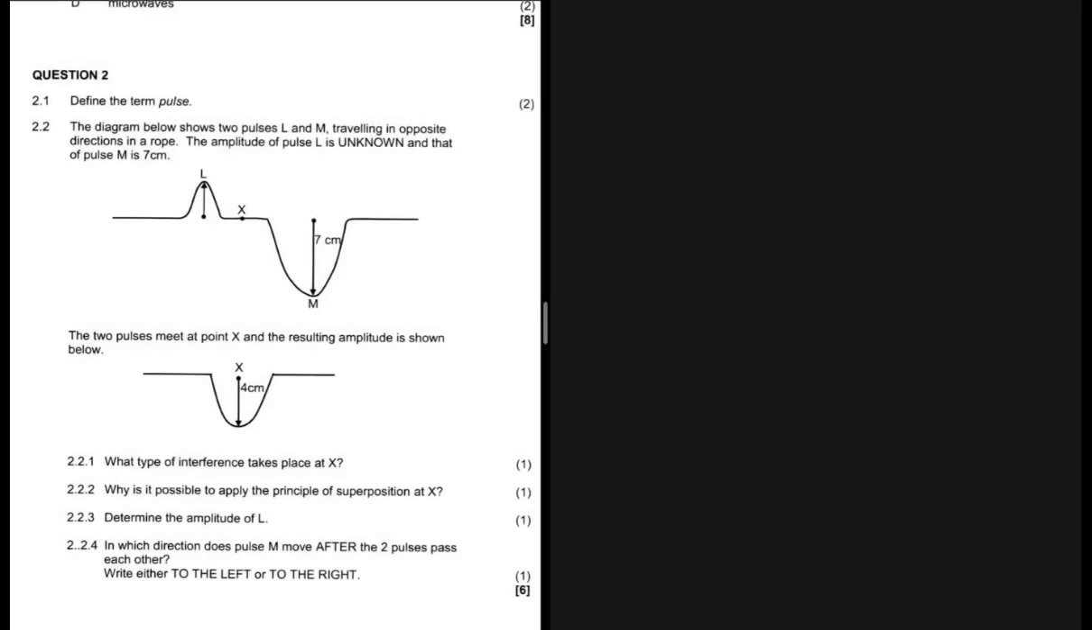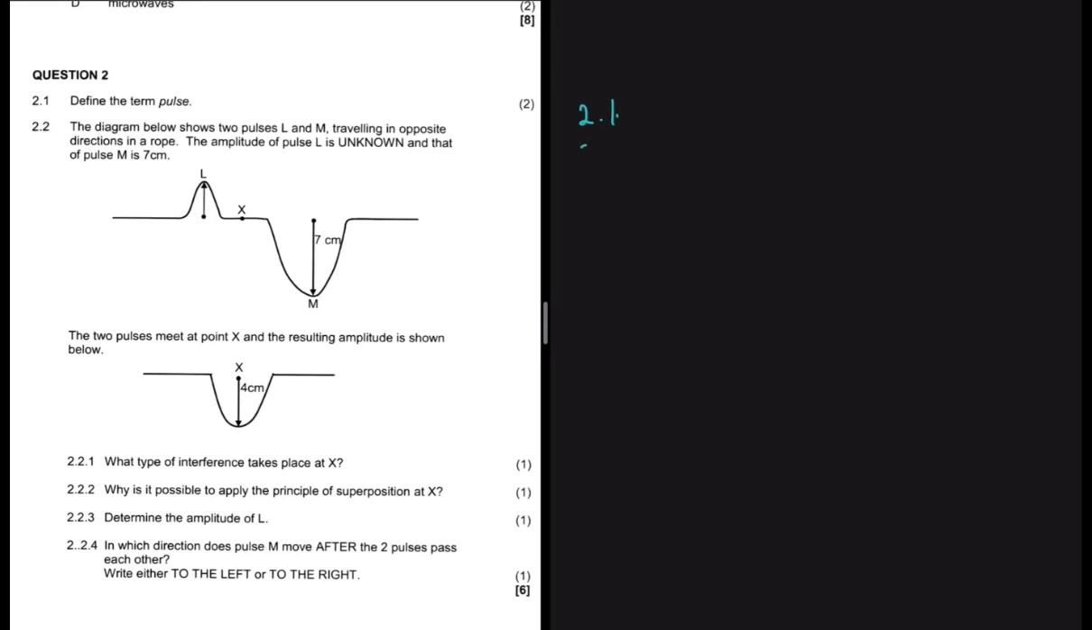A pulse is a single disturbance in a medium. It doesn't get easier than that, right? So that's the answer for 2.1: a pulse is a single disturbance in a medium.